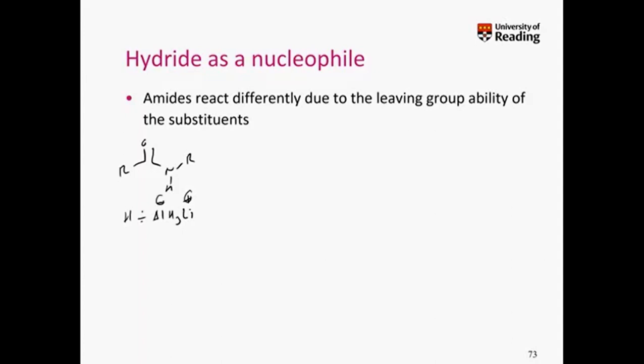So the pair of electrons here go up to attack the carbonyl carbon. We break the carbon-oxygen double bond. With our O minus up here, we've still got our NHR here, and we've added our hydrogen. Again, we can complex to the aluminium that comes out of this, giving us this kind of complex.